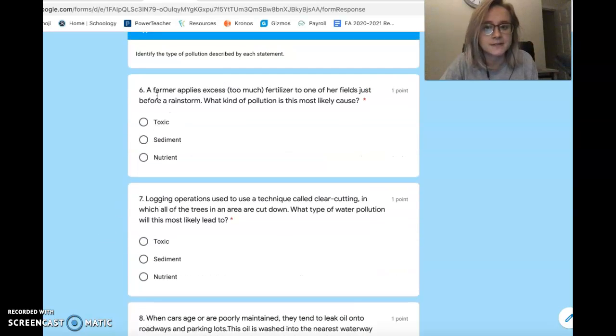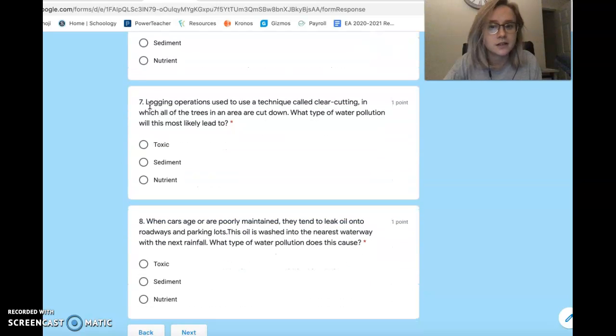Question number 6. A farmer applies excess or too much fertilizer to one of her fields just before a rainstorm. What kind of pollution is this most likely to cause? Toxic, sediment, or nutrient? Question number 7. Logging operations used to use a technique called clear cutting, in which all the trees in an area are cut down. What type of water pollution will this most likely lead to?